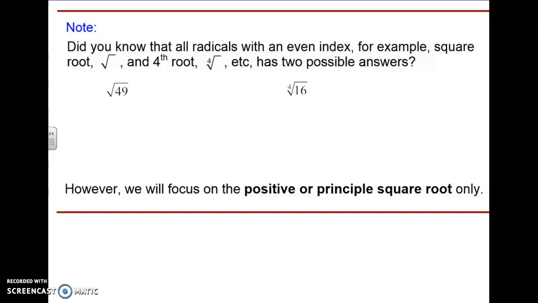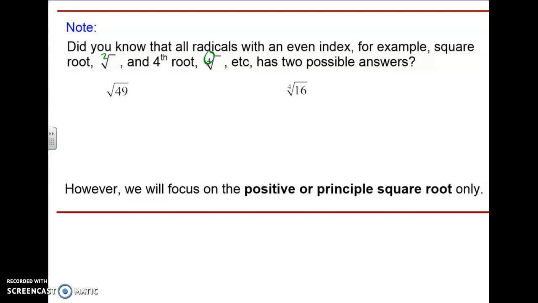All right, we're going to talk about finding roots when the indexes are odd and even. So just a short introduction now. Did you know that all radicals with an even index, for example, a square root, index is 2, and a fourth root, index is 4, have two possible answers?